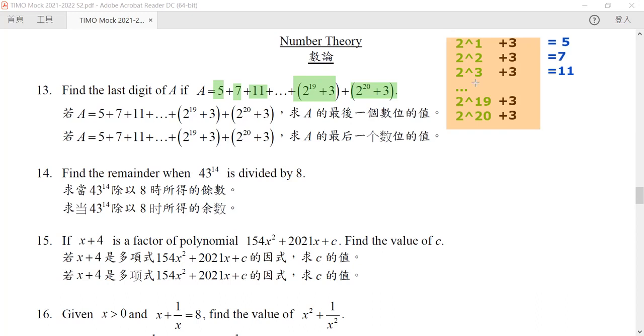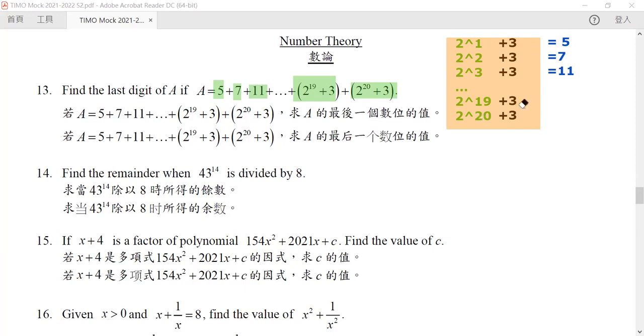Now, first of all, I would like to ask, how many numbers are here? How many terms are here for our sum A? Because we start from 2 to the power 1 and we go on with 2 to the power 2, 3, up until 20, there are exactly 20 terms, right? There are exactly 20 terms.